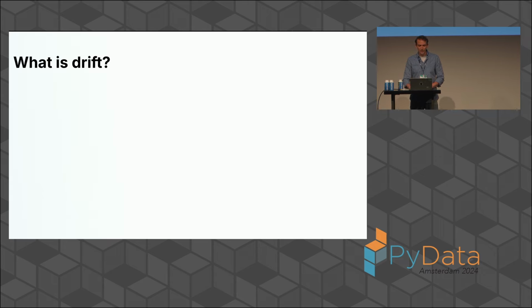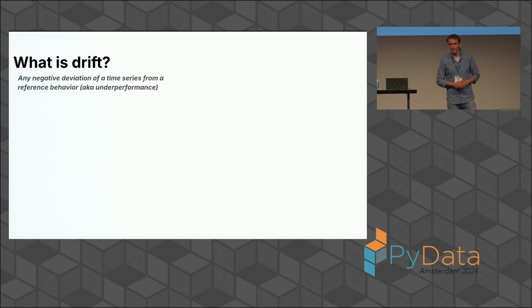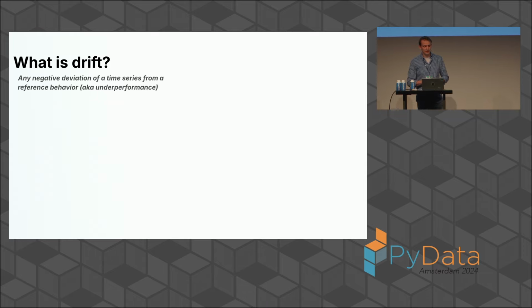Now, what is drift, at least in our definition? In the time series context, the drift topic is much wider. If you saw the morning presentation, you know that there is concept drift, then there is some sort of aggregation, then there is a time series, which is some sort of metric. So we start with this time series, and we define drift as any negative deviation from a reference behavior, essentially underperformance. So I will use drift and underperformance interchangeably today.